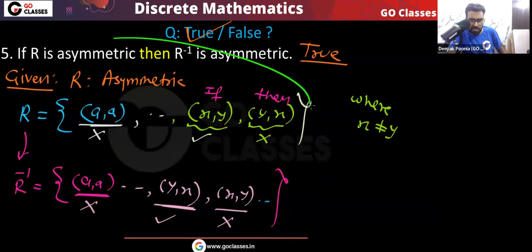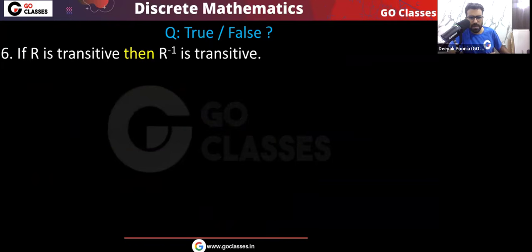So this is another way to prove it. Basically, we are looking at the structure of relation R, how the relation R looks. Then we are making a statement about the relation R inverse. I hope you understood. Very simple. Let's see statement 6. Is it true or false? If R is transitive, then R inverse is transitive. Yes, this statement is also true.